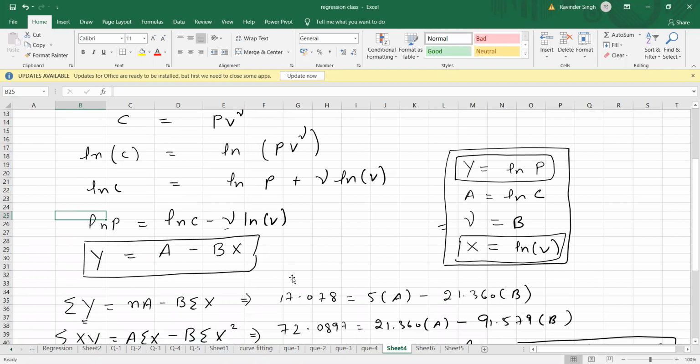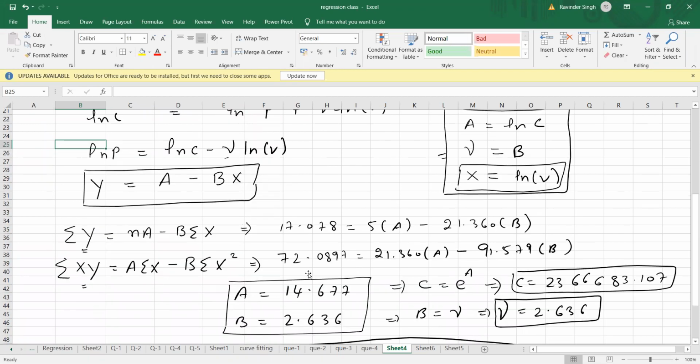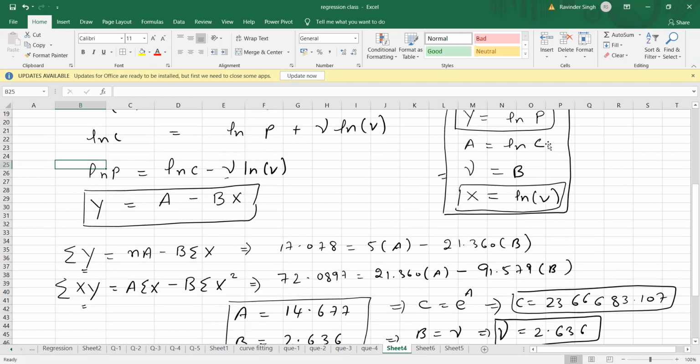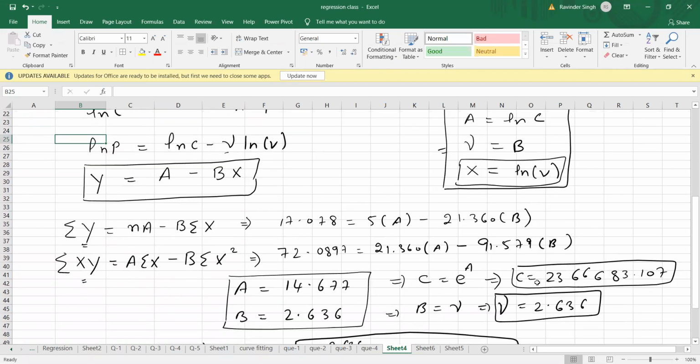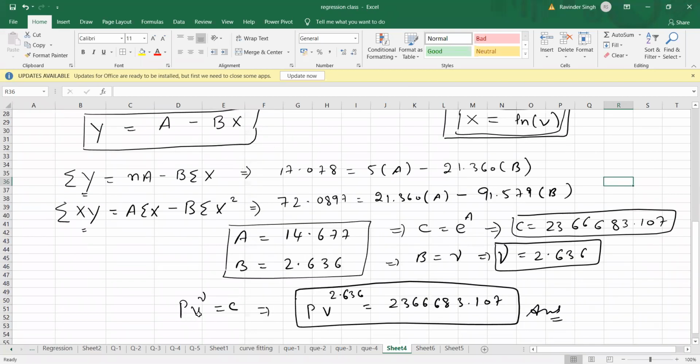And after that, I have written the normal equation of this straight line, and we have substituted the values, and we have got the value of capital A and capital B. So capital A, we have substitution taken as log C. So C will become e power of A. So now this is the C value we have got. B was gamma itself. So B value written as gamma value itself. So gamma value will be 2.636. Substitute the value in the given ideal gas equation. This is what you will get.